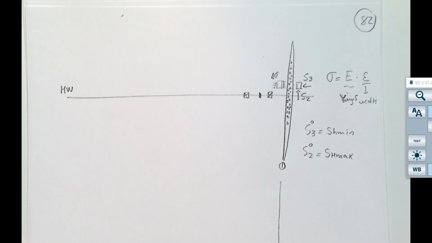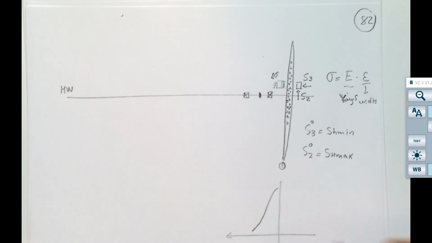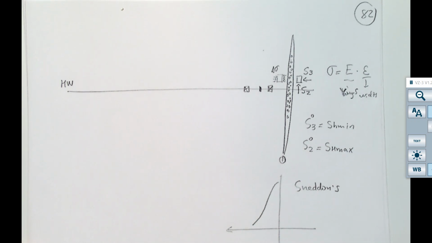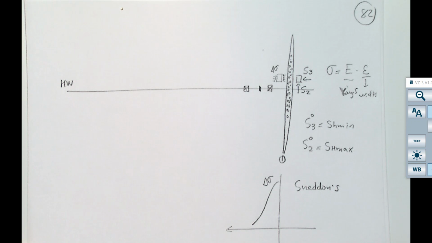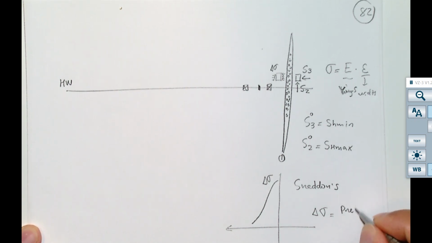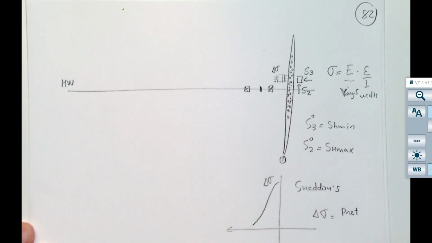We're not going to go through the solution of this, but there is an equation and a solution for that equation that is called Sneddon's solution, that tells you what that delta sigma is as you go further away from the fracture. And that delta sigma is going to be proportional to the net pressure in the fracture, and that makes sense because the higher the net pressure in the fracture, the higher the additional stress that you're going to have in here.